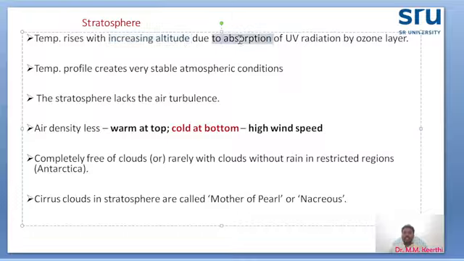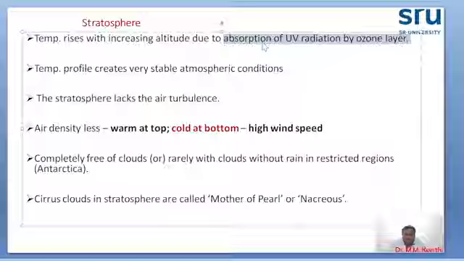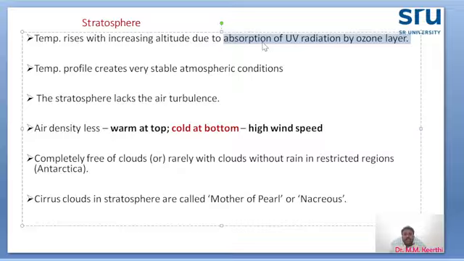Why? Due to the absorption of UV radiation by the ozone layer. Here the ozone layer starts. The presence of the ozone layer starts here. That's why UV radiation absorption takes place. When the altitude increases, temperature also increases because of the absorption of UV radiation by the ozone layer. Here the temperature profile creates a very stable atmospheric condition because there is no air turbulence.